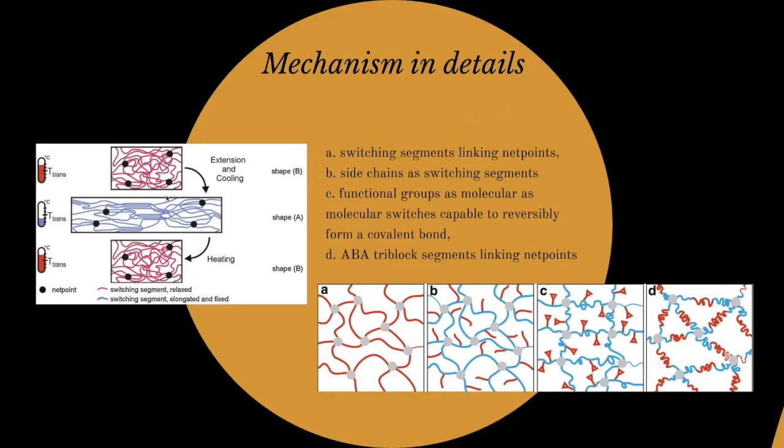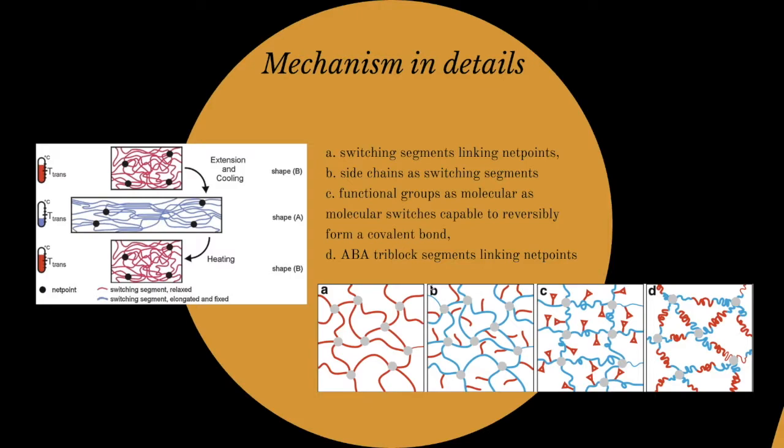So when you have this red one, you go for extension and cooling. It becomes here, and heating brings it back to the original shape. And you can have several designs actually. So this A, B, C, D. So A is just the normal switching segments linking with the gray dot point here. It's the net point. Okay.